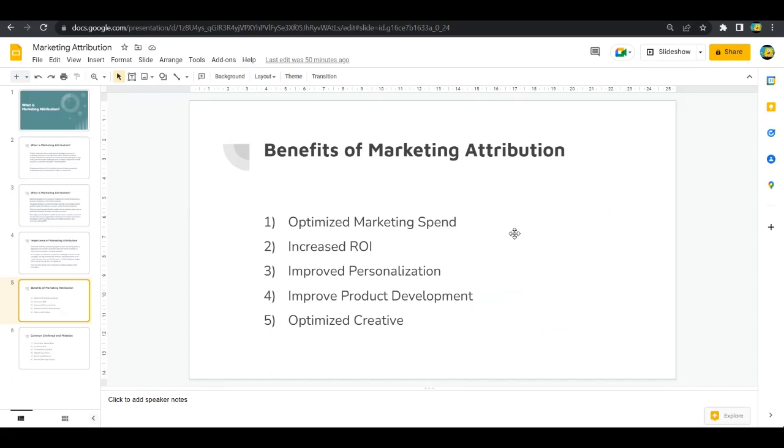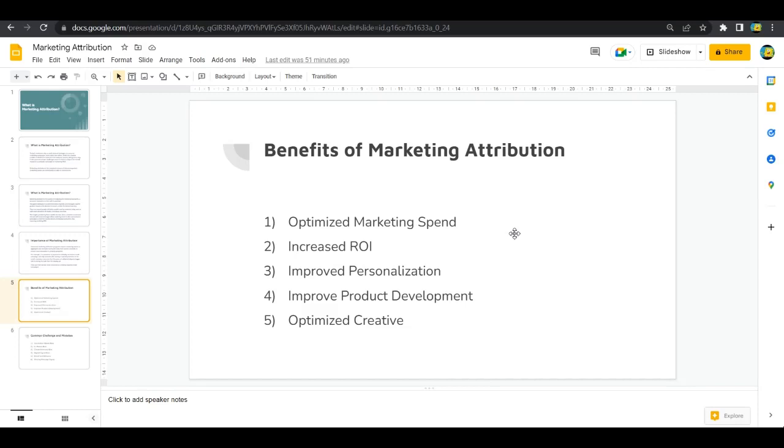So firstly, there's optimized marketing spend, which means that the models in attribution give marketers insights into how the money is best spent by showing touch points that earn the most engagements. As I said, you can see which touch point had more consumers or more interaction time as compared to others. So this allows marketing teams to adjust the budget and media spend accordingly.